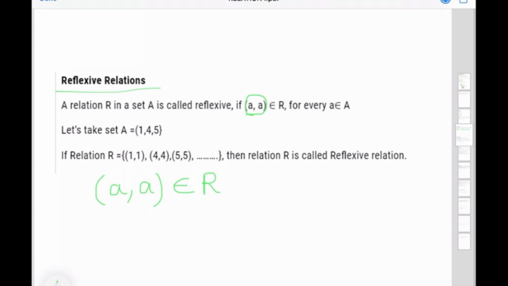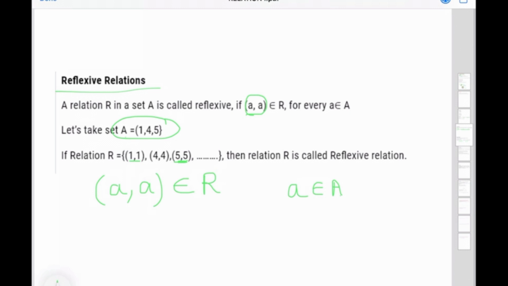Now in this you have to be sure that every element A contains will have this ordered pair in which the image will be the same as the pre-image. Like in this example, A is there, and in A you have 1, 4 and 5. So 1 has the same image as 1, here also 4, 4, here also 5, 5. So both of these are identical, so this is known as reflexive relation.